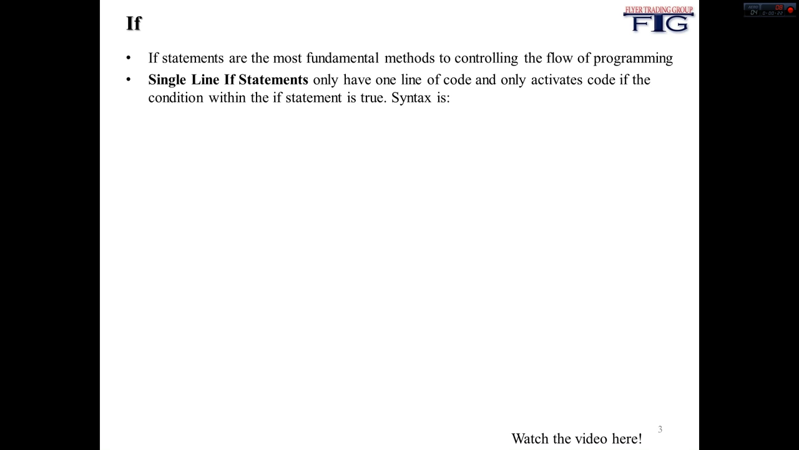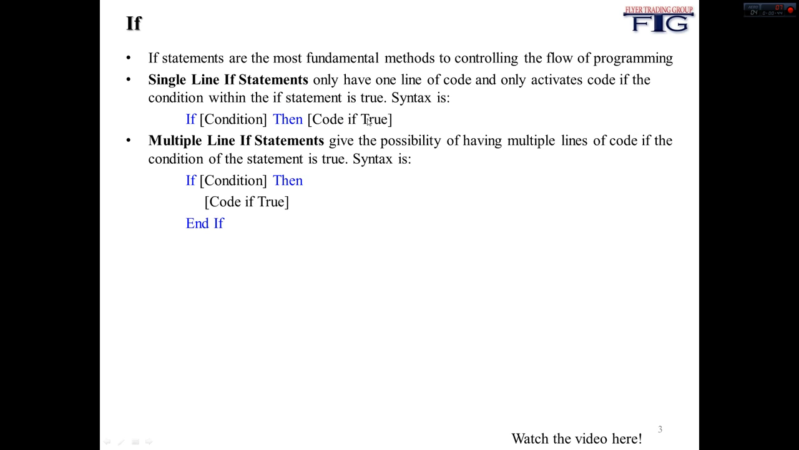The first is the single line if statement. The thing about them is that they only have one line of code for the entire if statement and whatever the action of the code is. The syntax for this is you have the keyword if, some condition which has a true or false value, the keyword then, and finally what your code is, whether or not it's going to be true. Now this differs from the multiple line if statements.